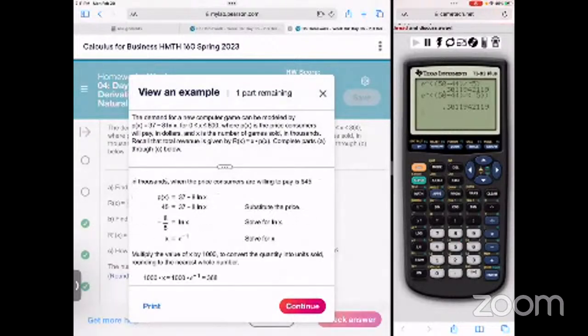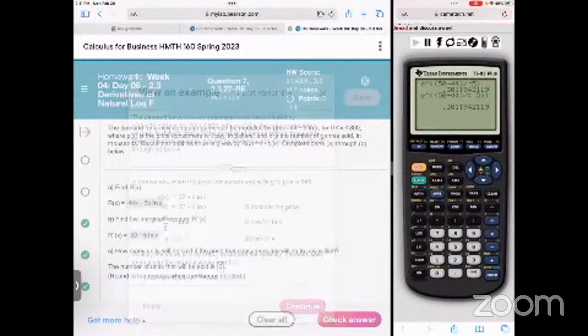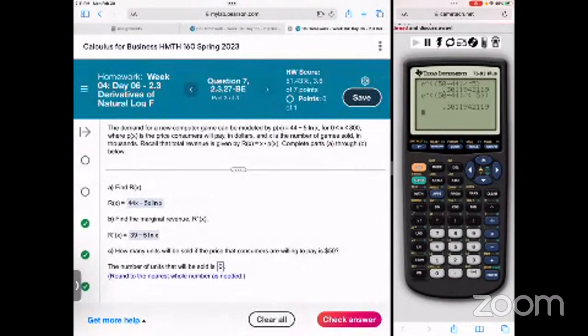Multiply X, okay. So round to the nearest whole number. Oh, where's that 1,000 coming from? X is the number of games sold in thousands, right? So we need to basically say this answer times 1,000. Okay. So then 301. Okay.